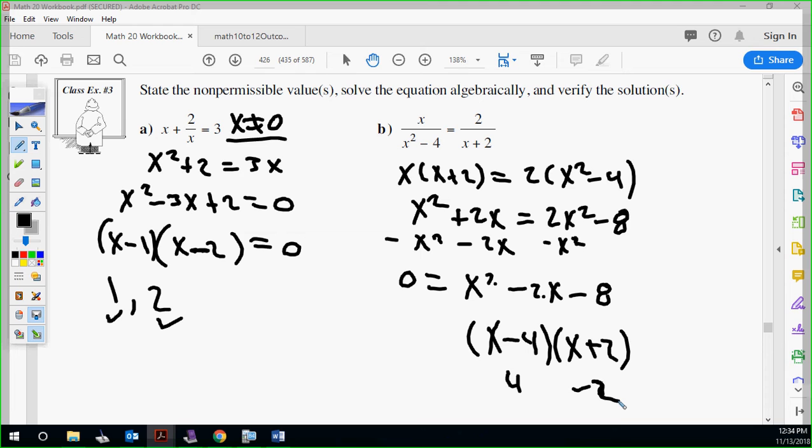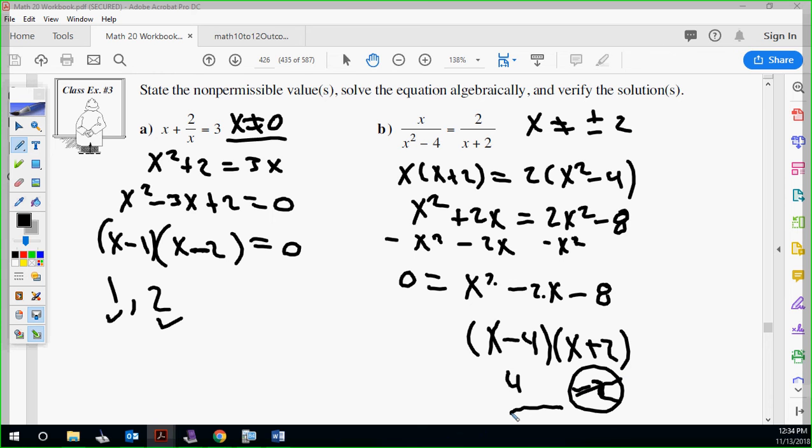Okay, but what happens there? Yeah, we're going to reject the negative 2, right? Because negative 2 is a non-permissible from here and here. My non-permissibles are, by the way, plus or minus 2. A negative 2 here, and then a plus or minus 2 here makes that 0. So this guy is rejected. So 4 is all it works.